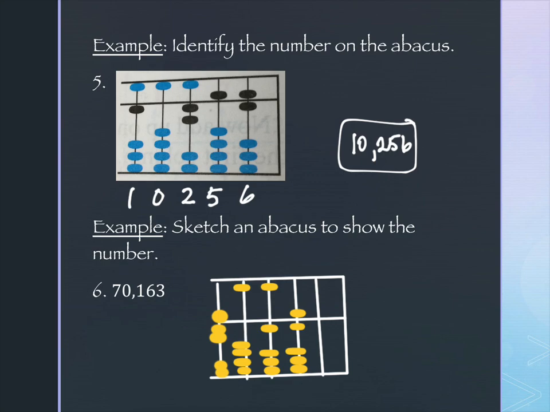Last one is 3. How do I get a 3? 3 from the bottom. So I need 1 more on the bottom, and I need 1 more on the top pushed away. And this would be the abacus that I have that would represent the number 70,163.